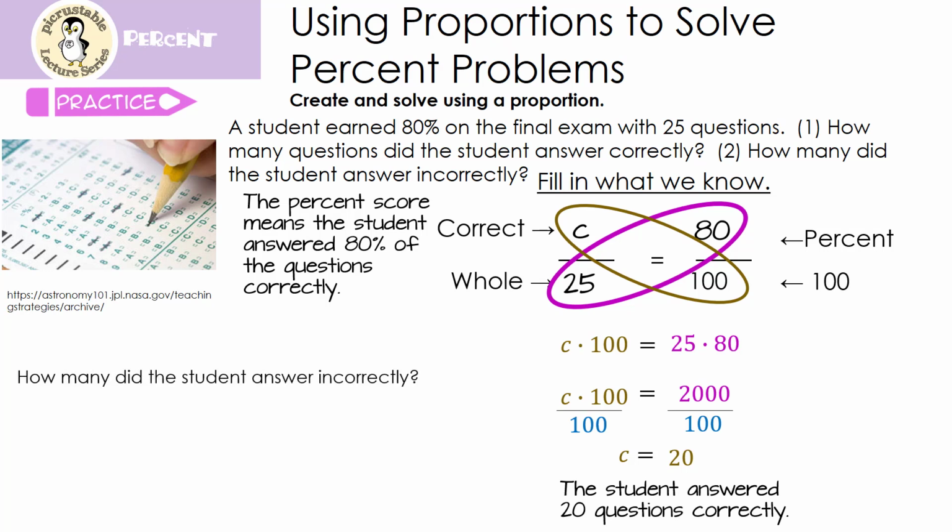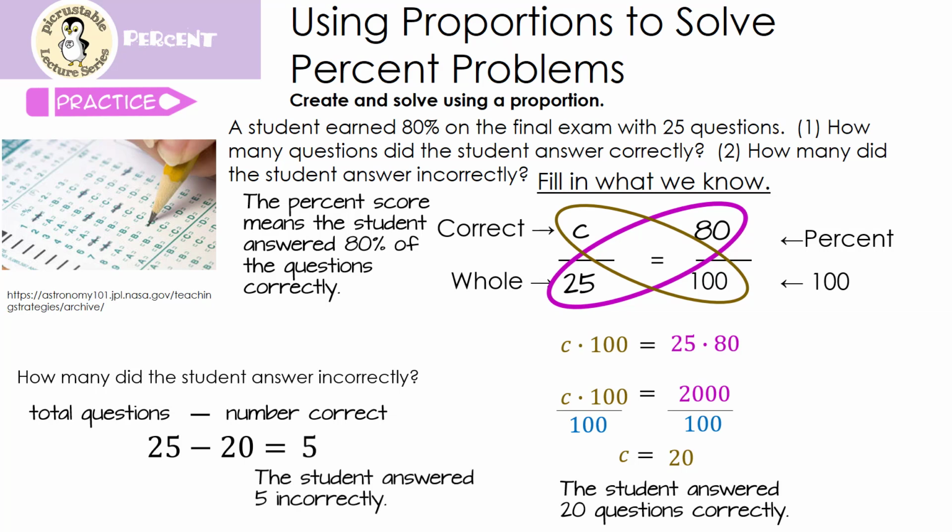The second question asks, how many did the student answer incorrectly? What we will do is take the total number of questions minus the number of questions the student got correct. So 25 minus 20 is 5. The student answered 5 incorrectly.